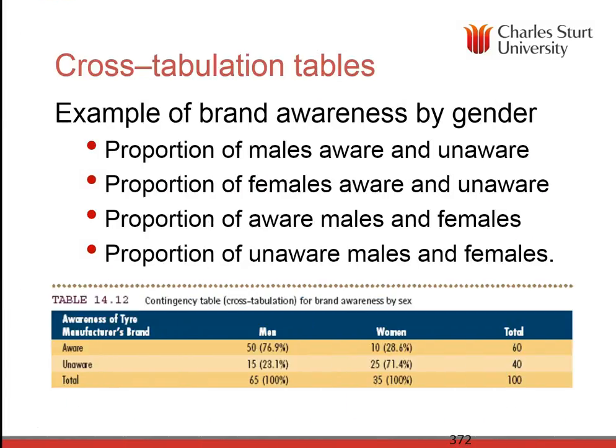Okay, so here's an example. As you can see in this example, the proportion of males and females who are aware and unaware of a manufacturer's brand is shown. You can see 50 men, 10 women were aware, 15 men and 25 women unaware. So it looks like there may be some association.